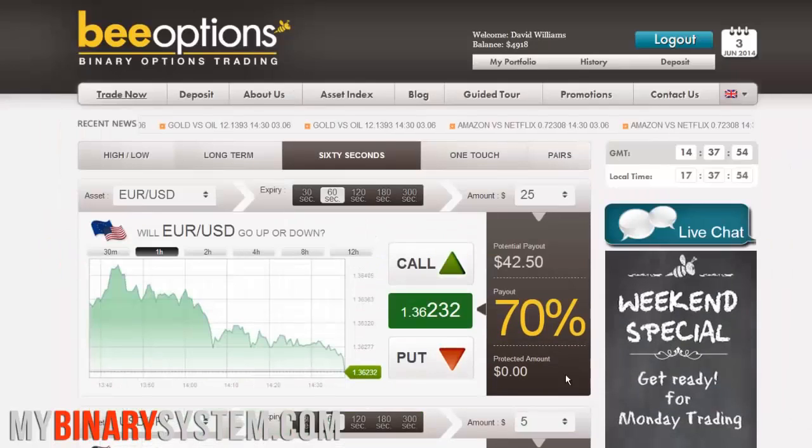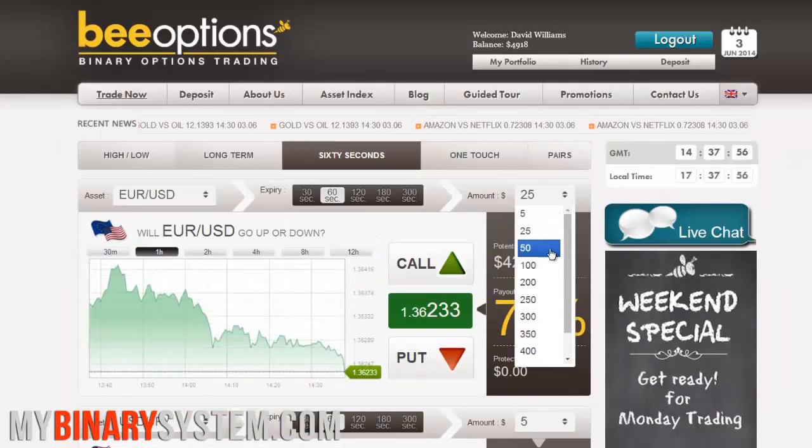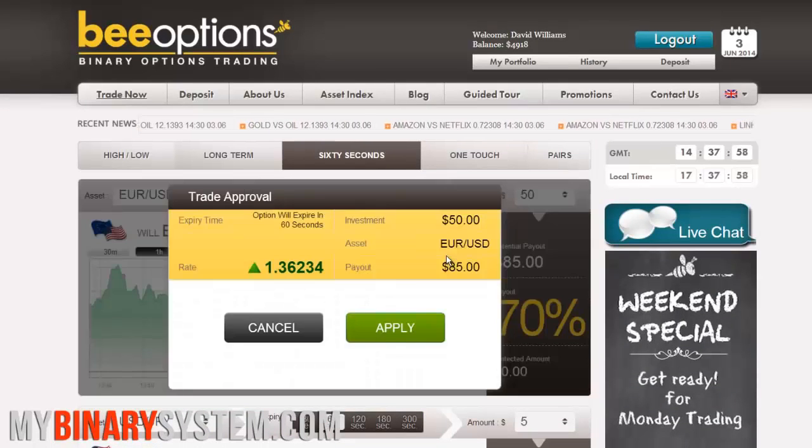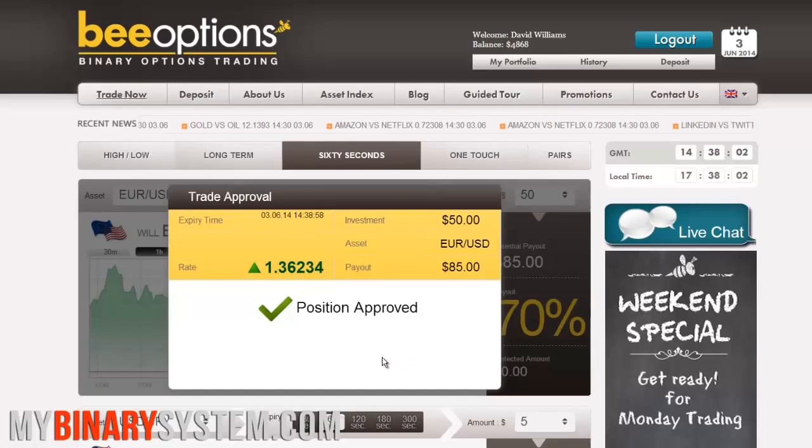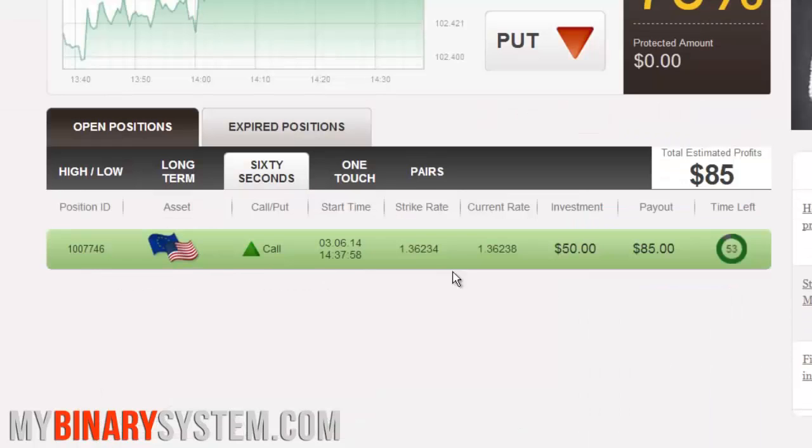So, we quickly scroll up and select a $50 trade for the fourth step of this strategy. I click on Call, Apply, and Approve, and we're set. So, this is a $50 trade, and I'm going to take the time again to discuss the next trade, which will be a bit trickier if this trade doesn't come in. This is the next step of my system.